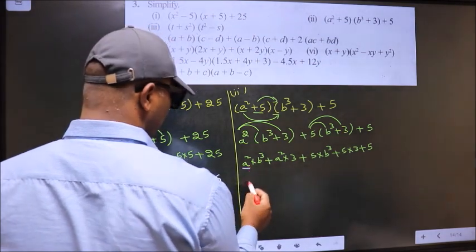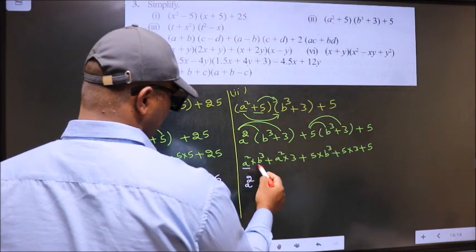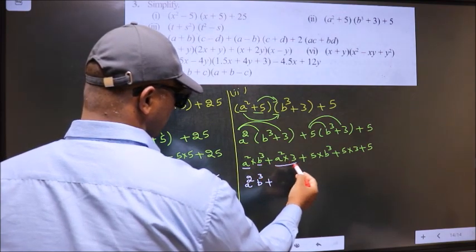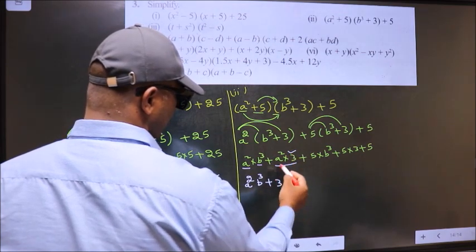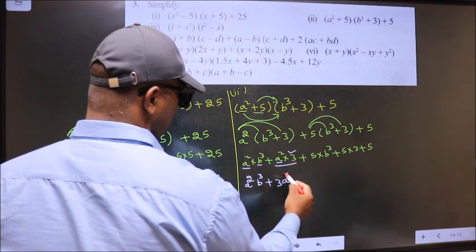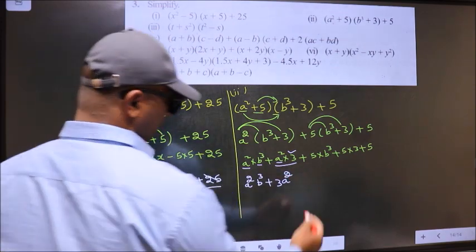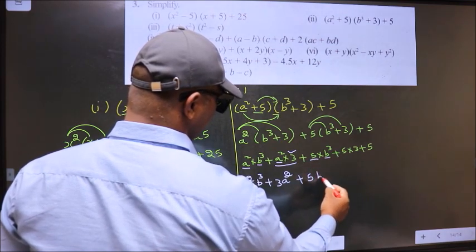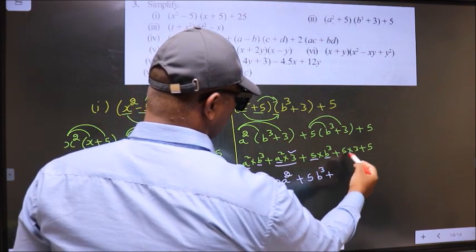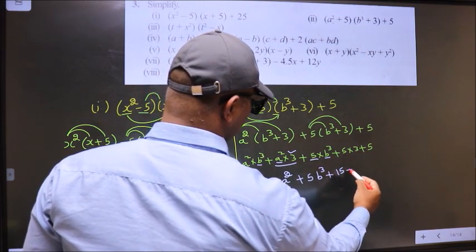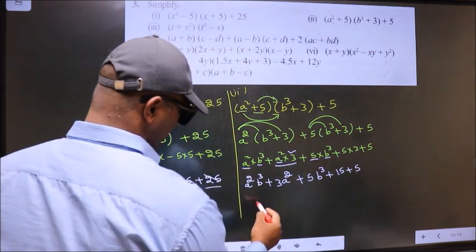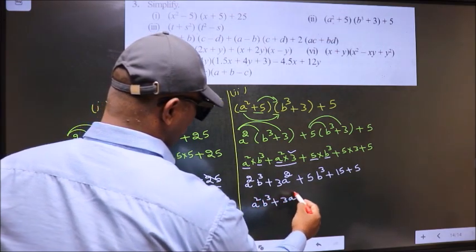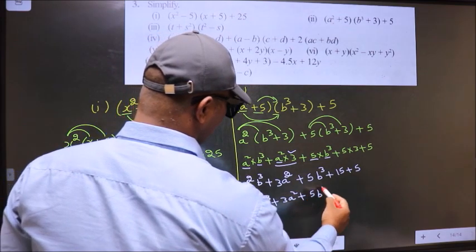Here we have a only once, so that will remain. B also present only once, so write as it is, plus in this the number you will write first. Now letter A has come only once, so as it is you write, plus here the number 5, letter B has come only once, so you write as it is, plus 5 into 3, 15 plus 5. Now a square b cube plus 3a square plus 5b cube.